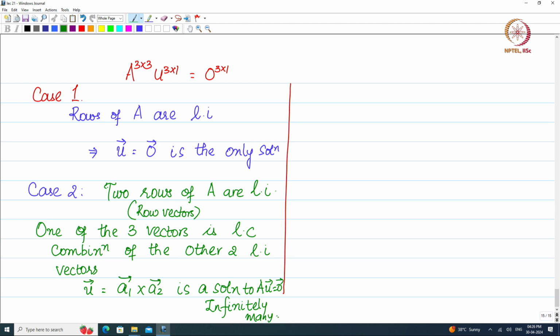So, basically we have a plane, the two vectors are there in a plane, and you are looking for that vector which is going to be orthogonal to the two vectors. That means you are going to look for a vector which is orthogonal to the entire plane, and that vector is basically the vector A1 cross A2.